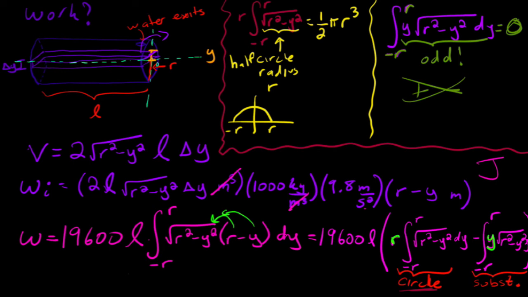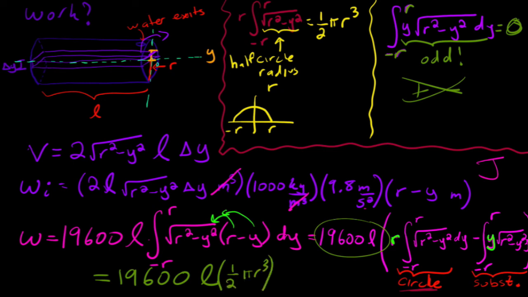So then what we have is this guy right here, 19,600 L times 1/2 pi r cubed. So if we summarize this, we would get 9,800 pi L r cubed joules, of course. And that's it.